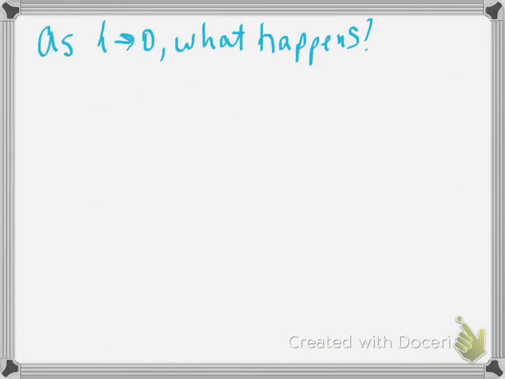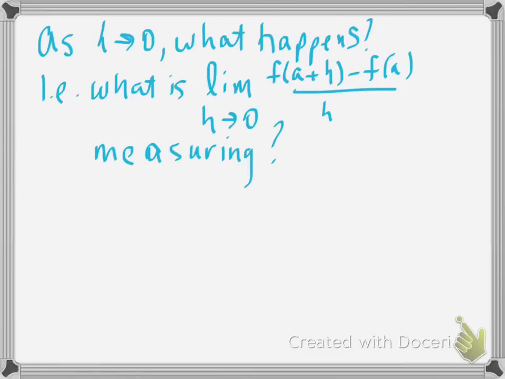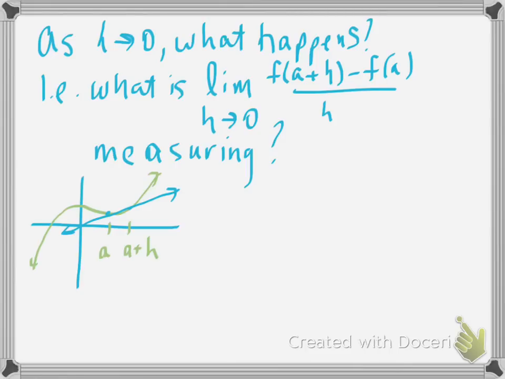So since the derivative is the limit as h goes to 0 of the slope of the secant line, what happens as h goes to 0? In other words, what is the limit as h goes to 0 of f of a plus h minus f of a over h even measuring?